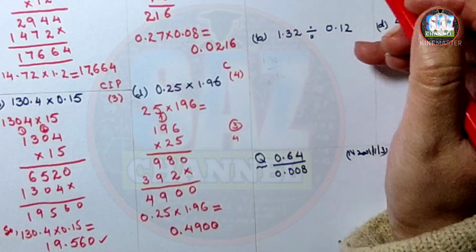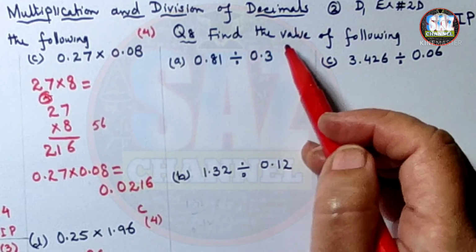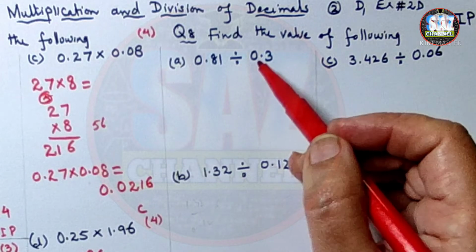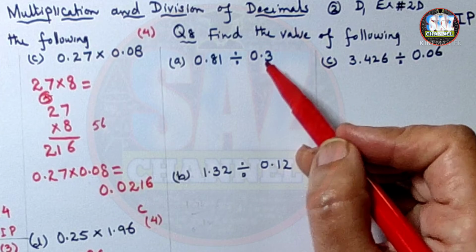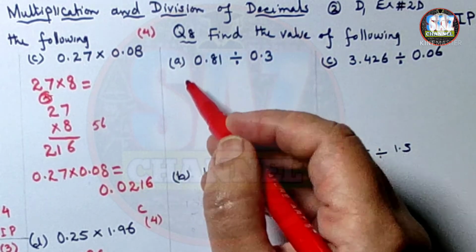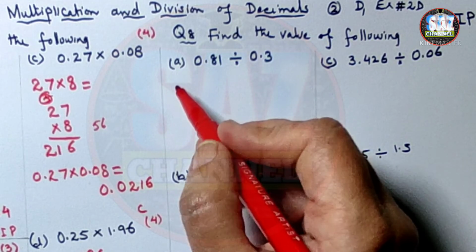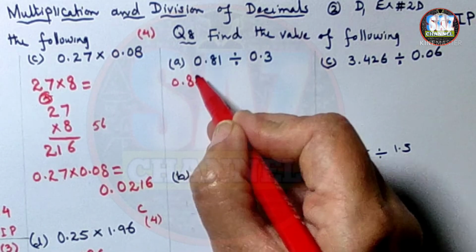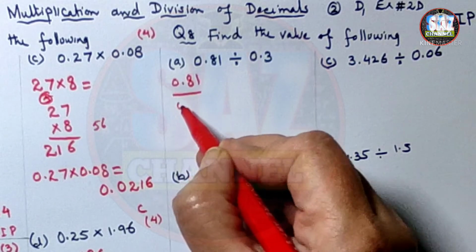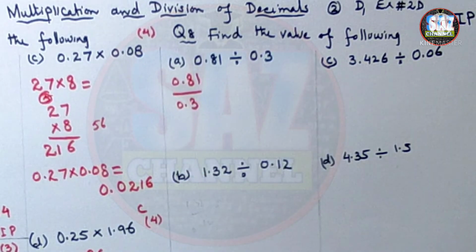Moving to the next question, that was saying that find the value of the following. Here the situation is that we have to divide 0.81 by 0.3. Recall my previous lesson that what we have to do, first we have to write the given question in form of the fraction. So I have written that in form of the fraction.